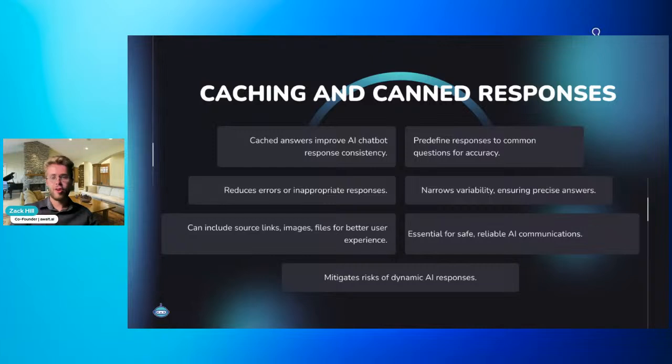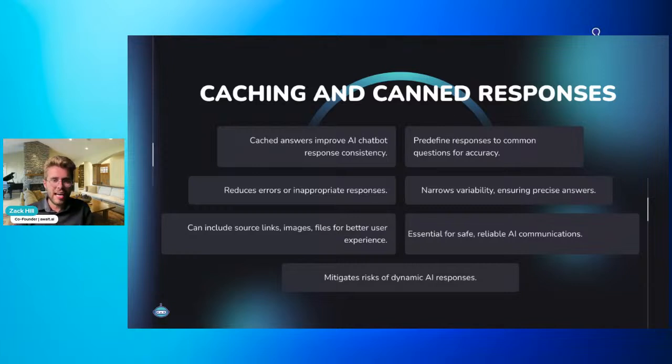So cached answers offer an approach to improving the consistency of AI chatbot responses. Organizations can ensure accurate information across all user engagements by predefining specific responses to frequently asked questions. So this method guarantees the precision of answers to common questions, such as what is your contact information, and significantly reduces the likelihood of errors or inappropriate responses.